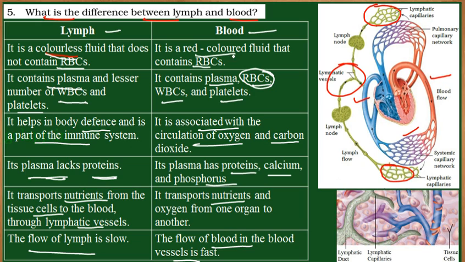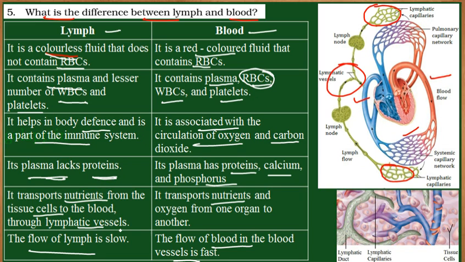So blood is red in color due to the presence of RBC, whereas lymph is colorless because it does not contain RBC. Blood contains more WBC and platelets, whereas lymph has a lesser number of WBC and platelets. Lymph is a part of the immune system since it helps in defense against foreign substances. Blood is associated with circulation of nutrients and waste within the body. Blood carries proteins, calcium and phosphorus, whereas lymph does not carry any proteins.